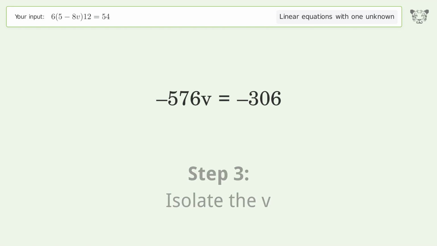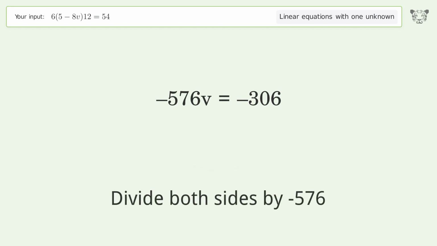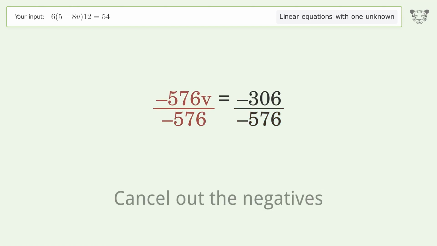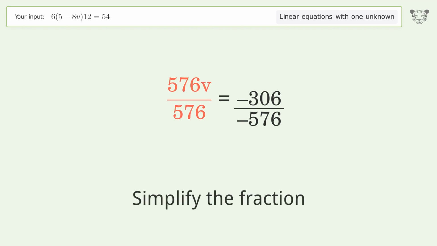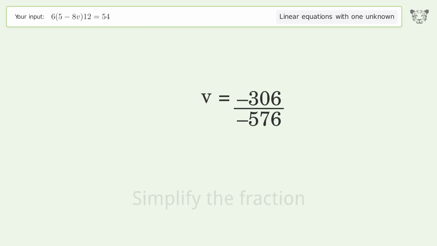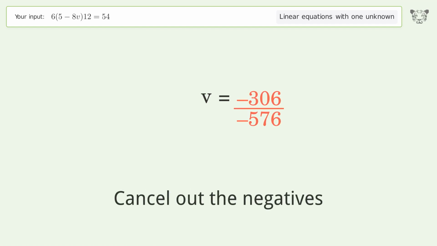Isolate the v. Divide both sides by -576. Cancel out the negatives. Simplify the fraction. Cancel out the negatives.